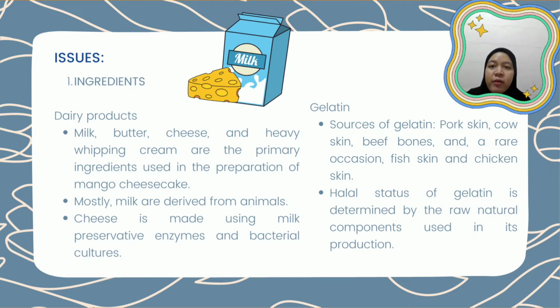When gelatin is derived from an unlawful animal source such as pig skin, or from animals that are permitted but not slaughtered in line with Islamic law, it is considered unlawful and prohibited for usage by Muslims.